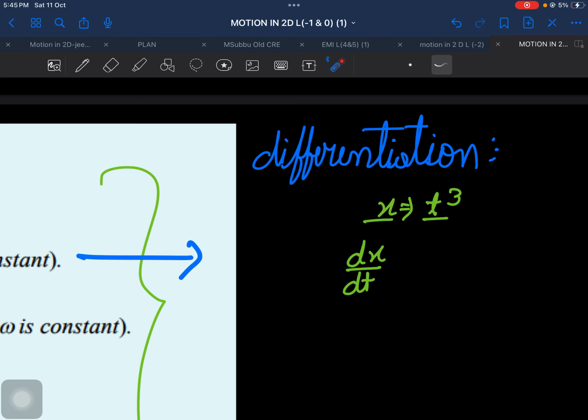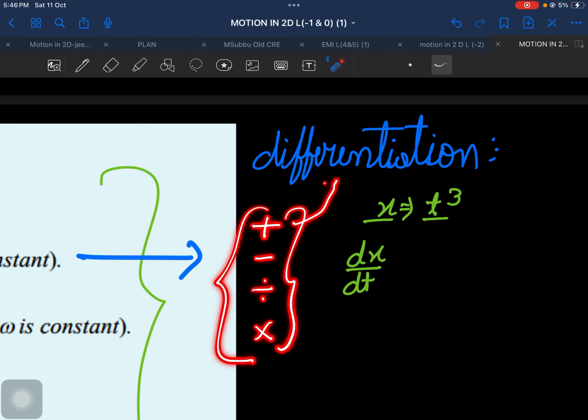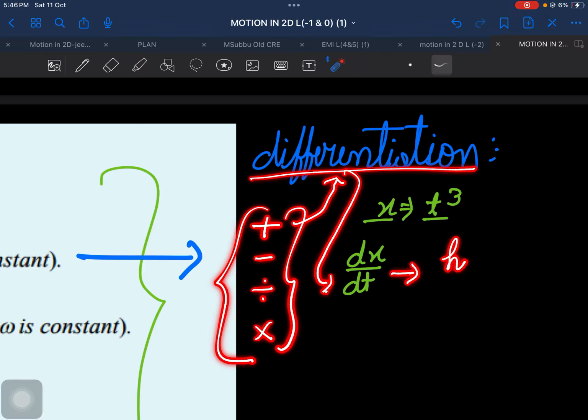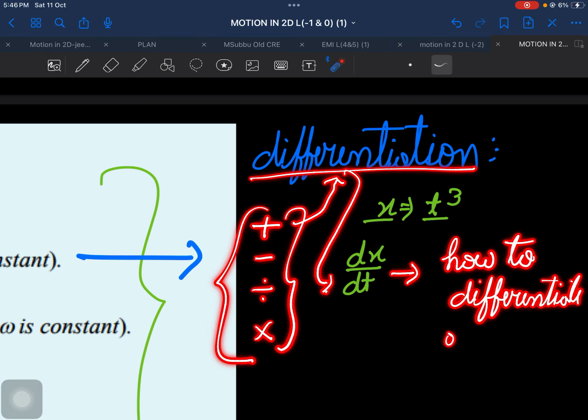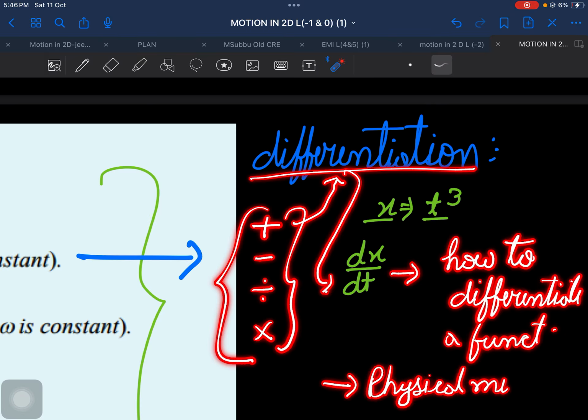Till now you have seen a lot of operators. You know how to plus, how to minus, how to divide, how to multiply. These are mathematical operators. There is one more mathematical operator, that is differentiation. First I will tell you how to use this, how to differentiate a function. In this lecture we'll see how to differentiate a function. In the next lecture I will tell you the physical meaning of differentiation.